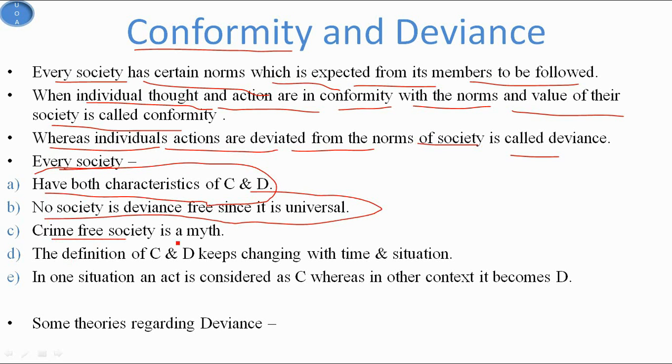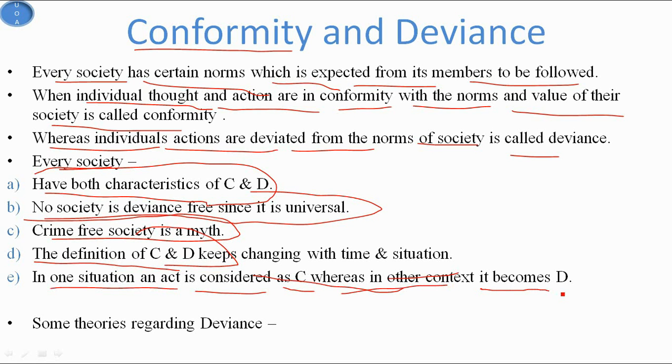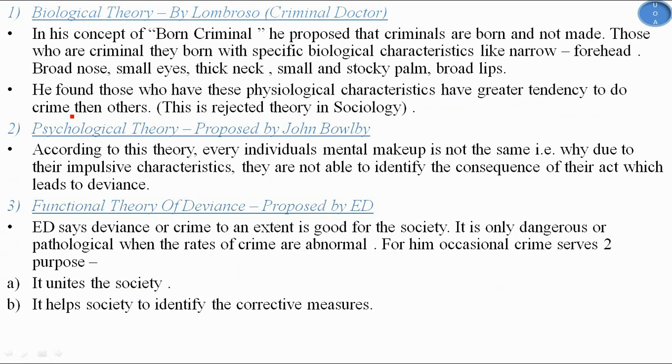No society is deviance free because it is universal. A crime free society is a myth, that never will crimes happen. The definition of conformity and deviance keeps changing with time and situations. In one situation an act is considered conformity, whereas in another context it becomes deviance. And there are some theories regarding deviance.